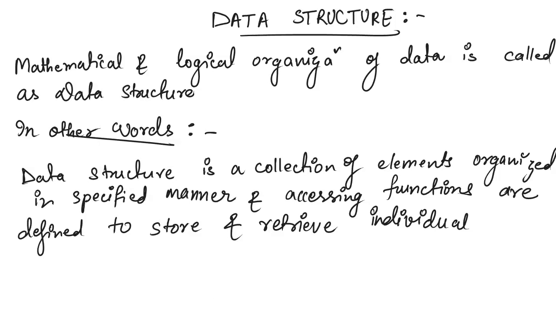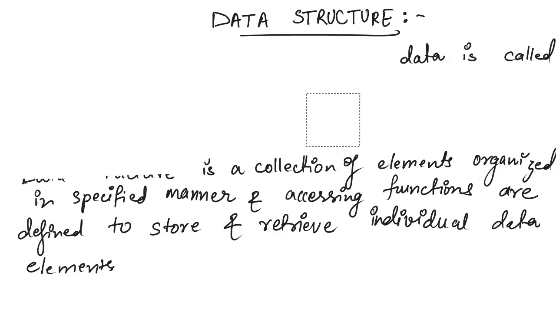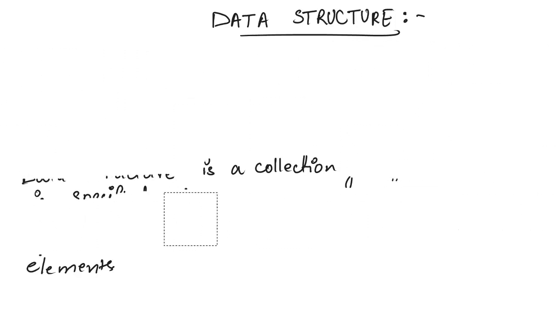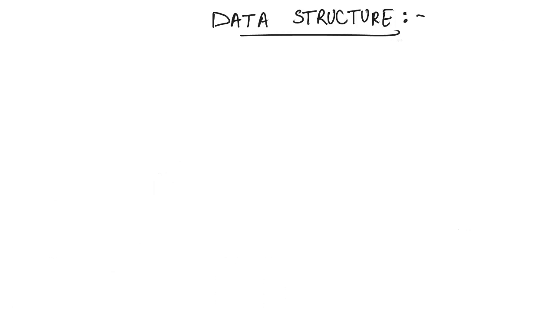So what does data structure mean? It is a collection of elements organized in a specific manner, and accessing functions are designed to store and retrieve the individual data elements. Now this is the definition. Now let us understand the types. Data structure is divided into two types.